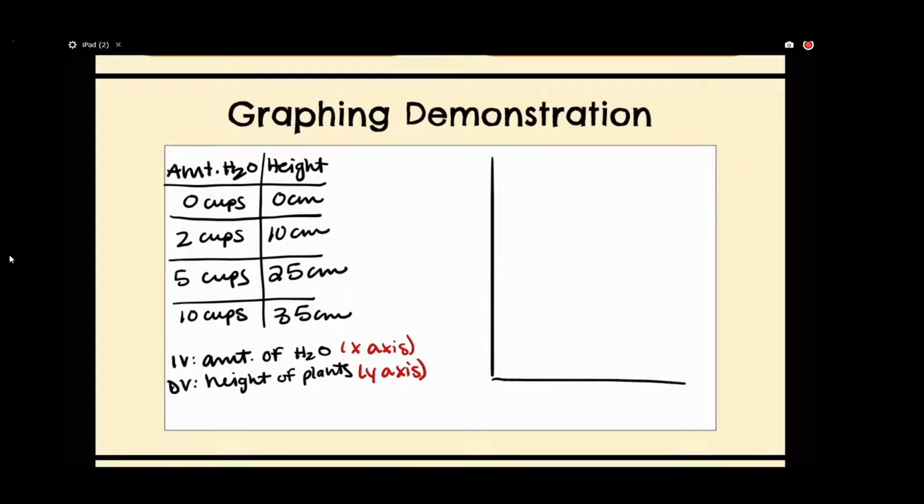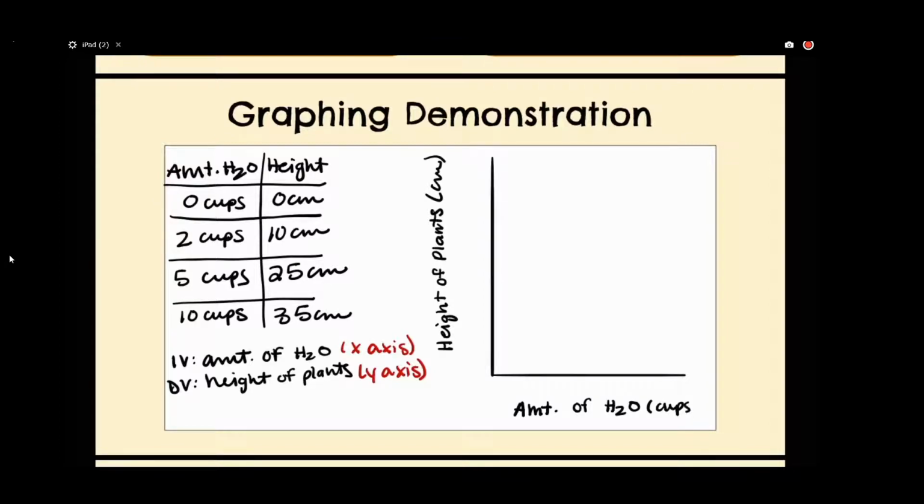There's my y-axis, there's my x-axis. I'm going to first title them so that I know what goes where. This will be amount of water. This will be height of plants. My unit for the height is centimeters. My unit for the water is cups, which really I should have picked milliliters to keep with the metric system. Sorry for that.